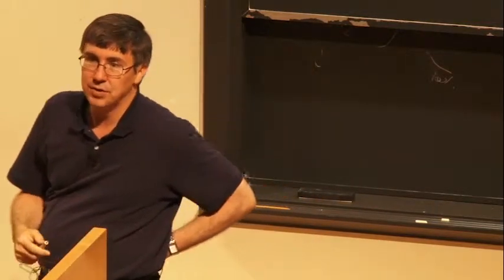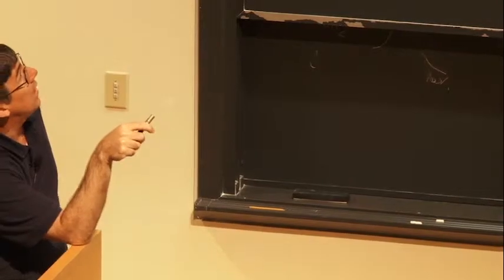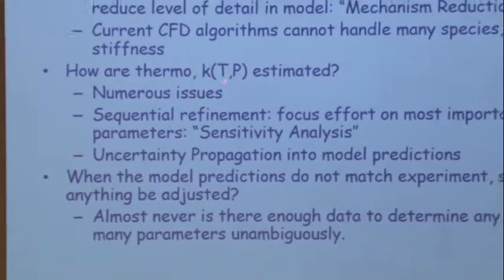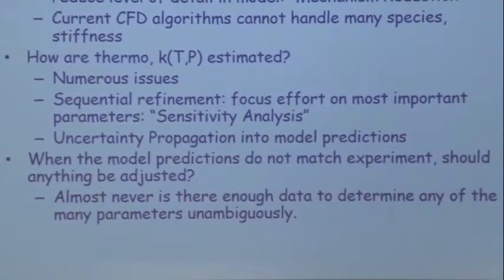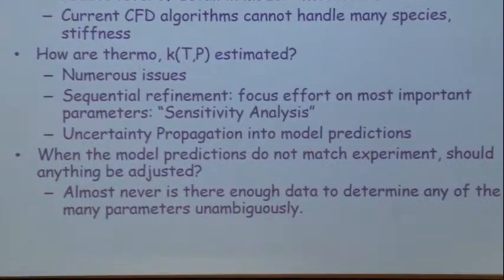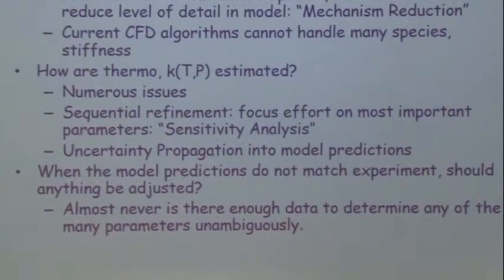All right, then the next issue, once you've listed all the species and reactions you're going to put in your model, is how you're going to estimate all the thermochemistry and the rate coefficients for all these things. And there's numerous issues with this. So we talked a lot about how people calculate the rate coefficients and how people calculate thermochemistry.